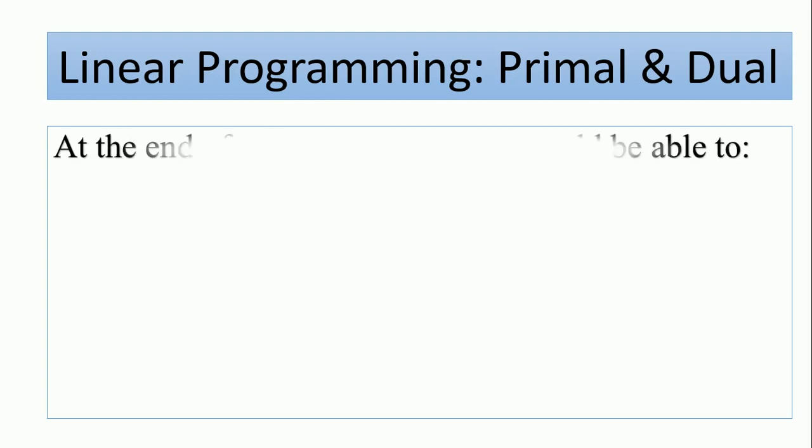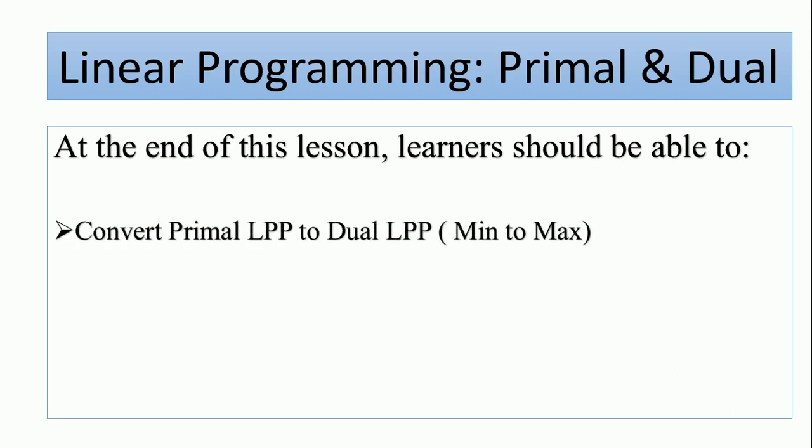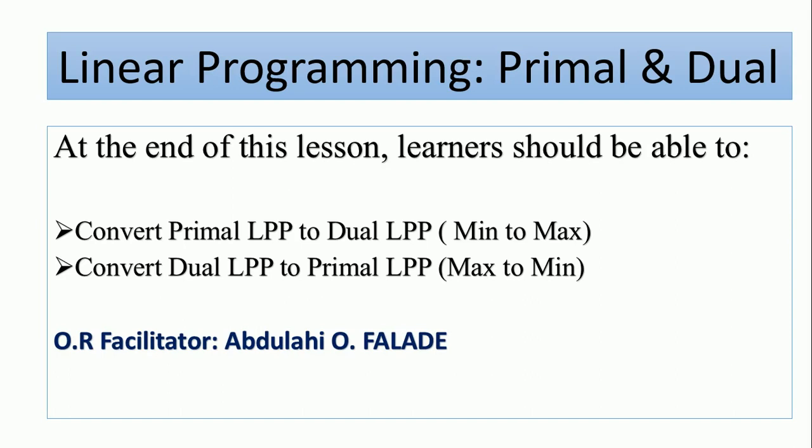In this video, we shall be talking about how to convert a linear programming problem that is primal to dual and vice versa. At the end of this lesson, learners should be able to convert a primal linear programming problem to a dual linear programming problem, which is from minimization to maximization. And also, you should be able to do the other way around, to convert a dual linear programming problem to a primal linear programming problem, which is from maximization to minimization. I remain your operation research facilitator, Abdullah Okoyemi Falade.